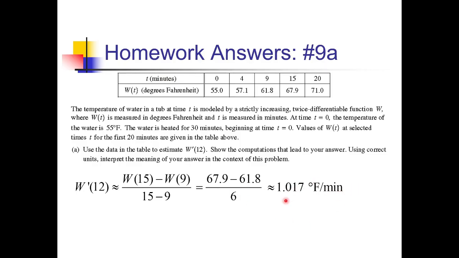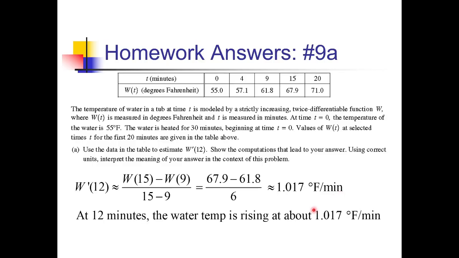Now, what does this actually mean in context? So for the context, we always need three things. We need to know what this actually means numerically. We need the units, and we also need the time linked to it as well. So W prime of 12, we're saying at time 12 minutes, the water temperature, that's the thing, is increasing or rising by 1.017 degrees Fahrenheit per minute. So we've got the time, 12 minutes, what it is, temperature rising, and there's our units.